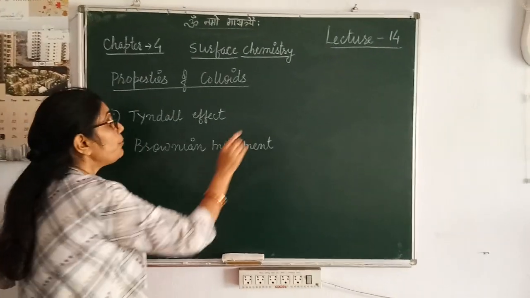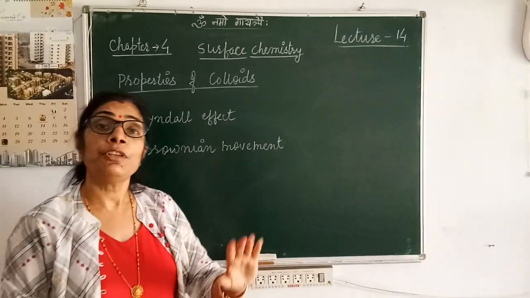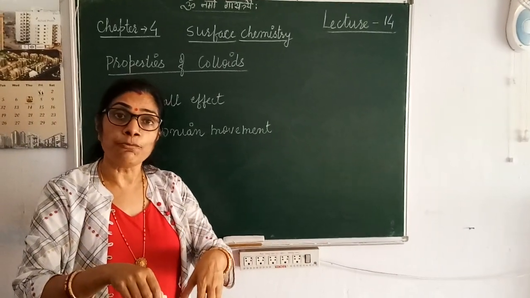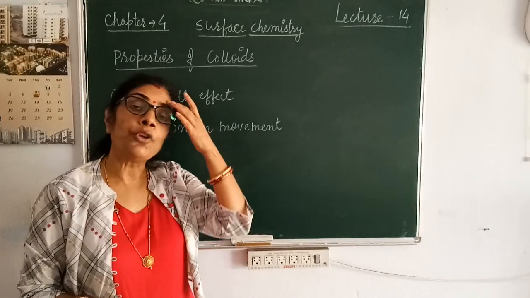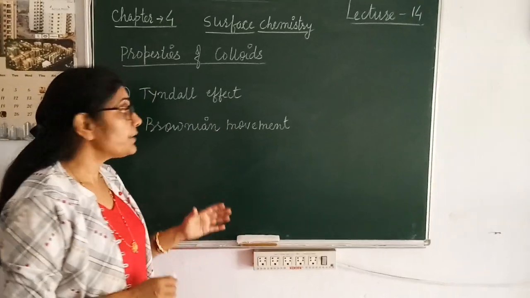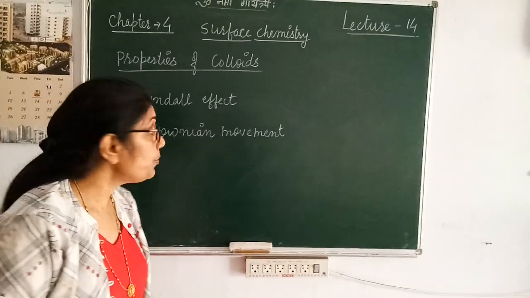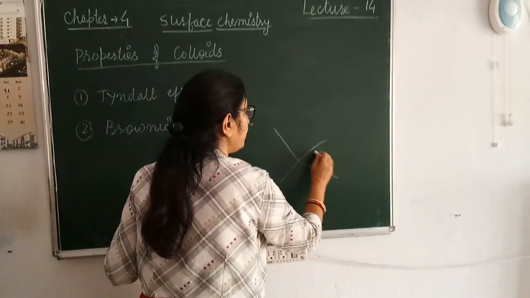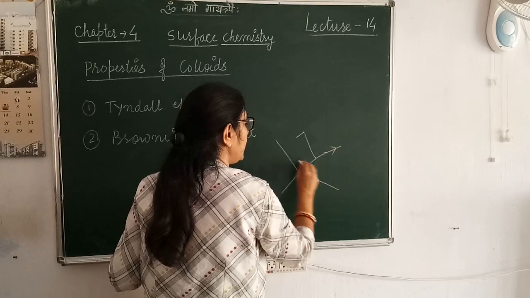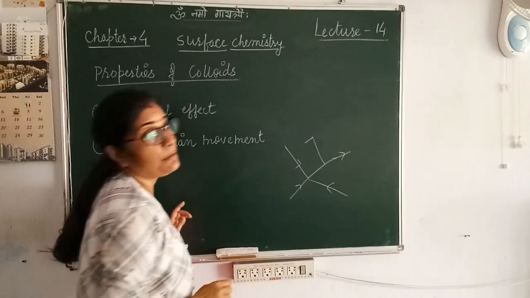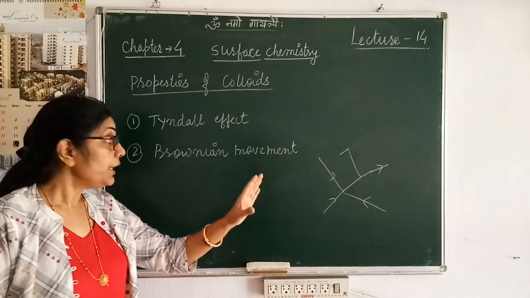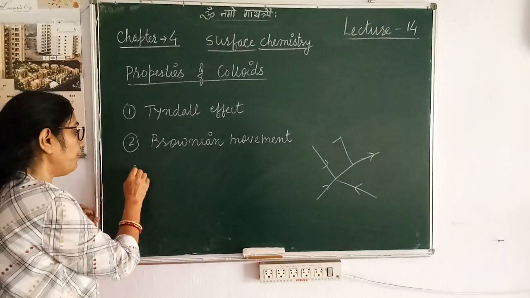And Robert Brown actually did this experiment with pollen grains. When he soaked some pollen grains in water, after some time he could observe that those grains move randomly from one place to another. Likewise, colloids also move from one place to another in a zigzag manner, and this random movement of colloids is known as Brownian movement.